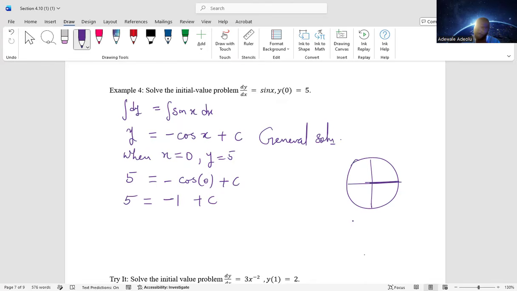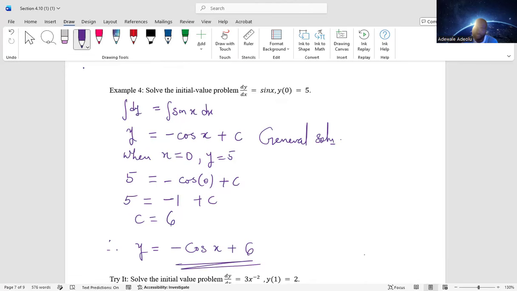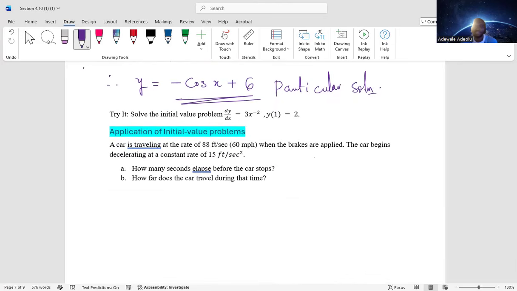See, this is when your angle is 0. So cosine of 0 there is 1. Okay, now c equals 6, and we can say our particular solution, y equals negative cosine. You're just looking for the value of c, that's all. So plus 6. That is the particular solution. So there is one here for you to play around with.